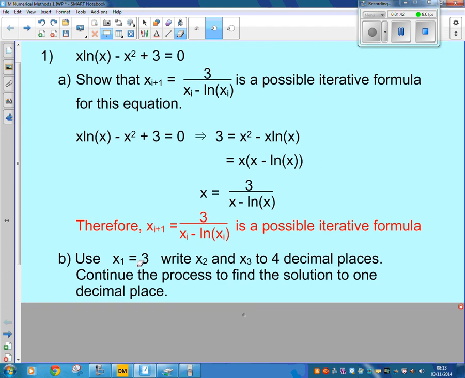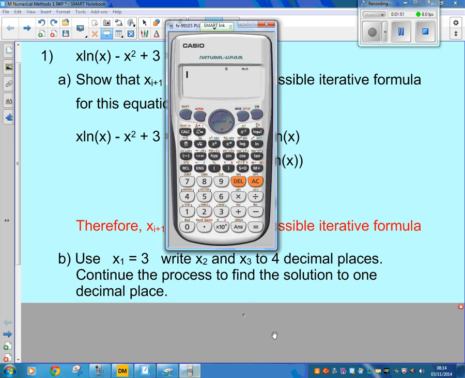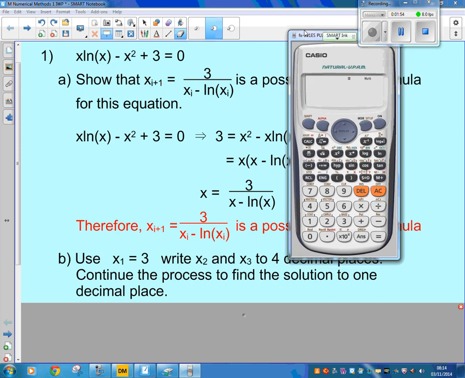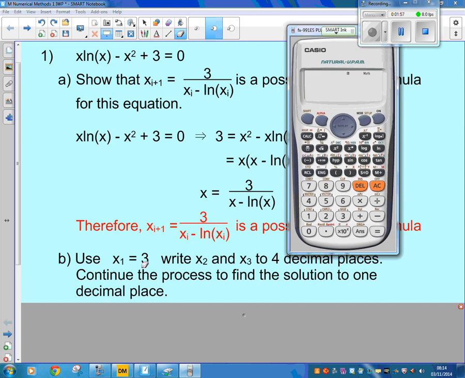Now we've got to use x1 equals 3 to find x2 and x3 to 4 decimal places. So what we'll do here is pull up our Silver calculator. First of all we're going to put in our starting value x1 as 3, so we just put in 3 equals, and now we put in the iterative formula, but where I've got an x_i, I'm going to put in Ans. So I'm now going to type in, and I'll put it in as a fraction, 3 over Ans minus ln Ans.